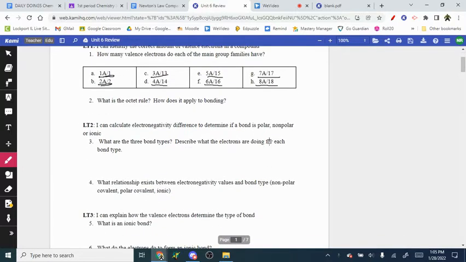Next, what is the octet rule? How does it apply to bonding? So the octet rule just says that elements want to have 8 valence electrons in order to be happy and stable. That's the whole purpose of bonding. Almost all the elements on the periodic table do not have 8 valence electrons, and they want 8 valence electrons. So in order to get those 8 valence electrons, they bond with other elements to either transfer or share those electrons so they can have 8 electrons around themselves and fulfill the octet rule.